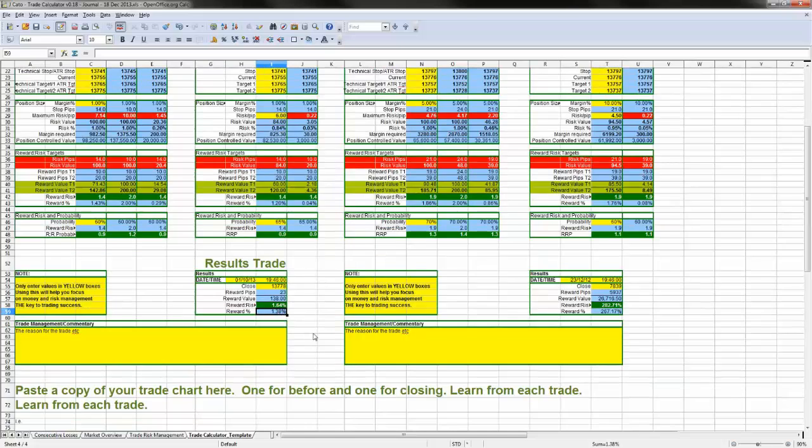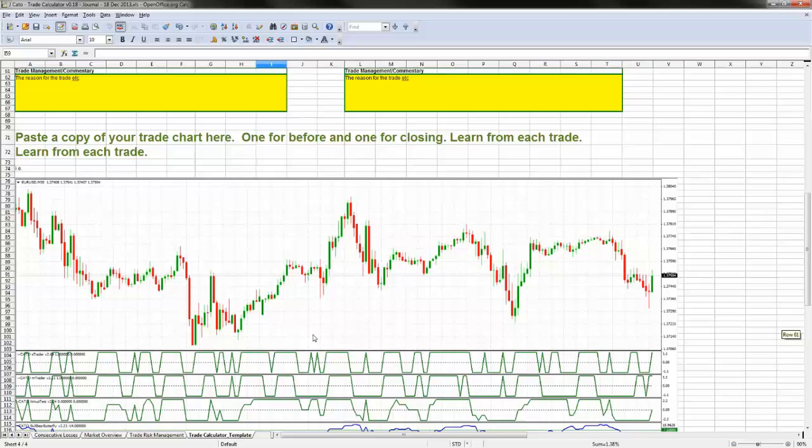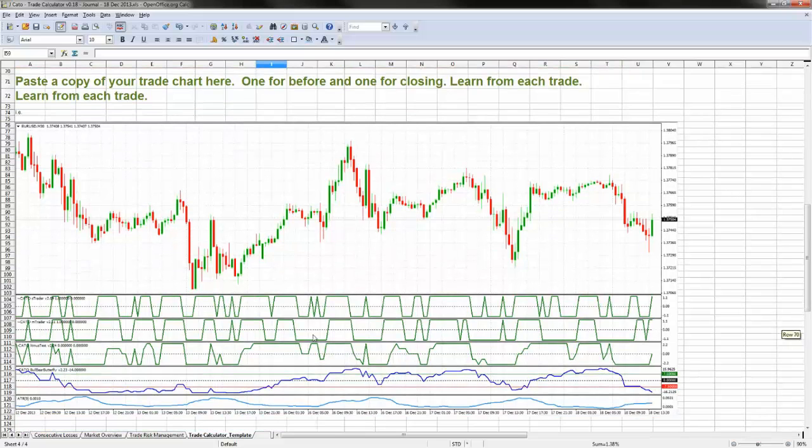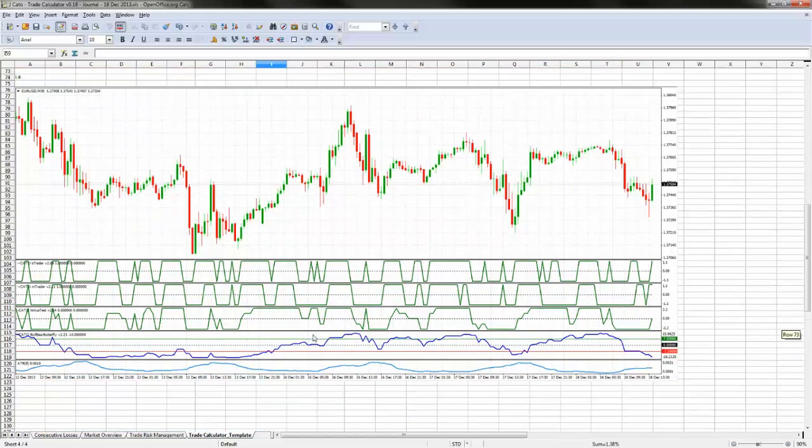And then what you can do is paste in down here a copy of the chart, the trade chart. And in this case the trade chart has the chart here, which is the candle chart, and I've got the Cato trade indicators, which you can get from me if you're interested. Now these ones are actually, this is the S trader, and every time the S trader pokes up it says there's a potential long trade.